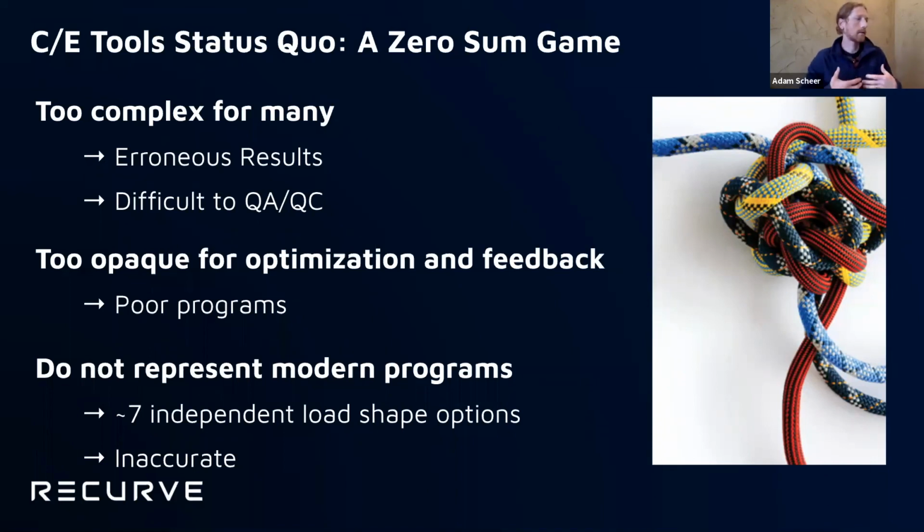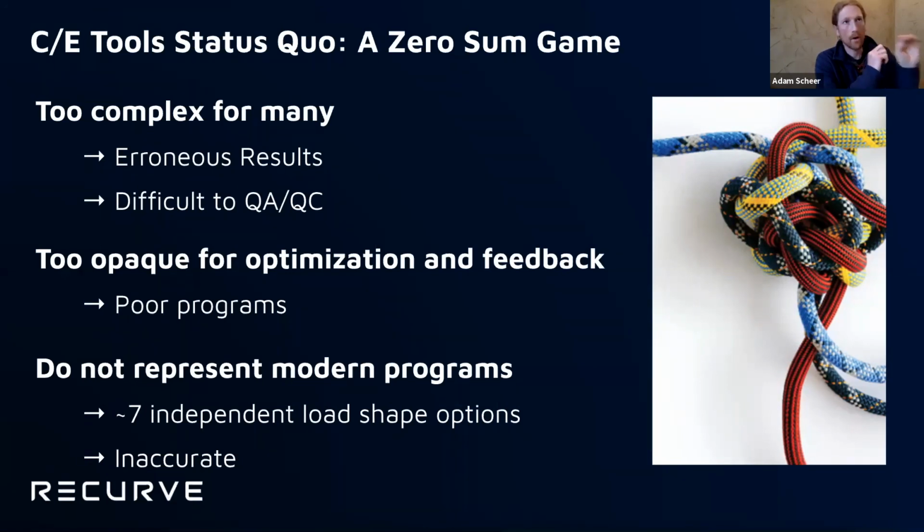And then existing cost effectiveness tools often don't represent modern programs. I think this may be a little bit harsh or a little conservative, but there are not a ton of independent load shape options. I have 7 here, that's what I'm referring to. There's probably more than 7, but if you look just at the DEER load shapes, for example, in California, we have a database of energy efficiency resources. There's approximately 7 distinct load shapes across residential and commercial. I understand there are some other load shapes, and we'd actually like to incorporate them into FLEXvalue, and I'll get to that in a bit.